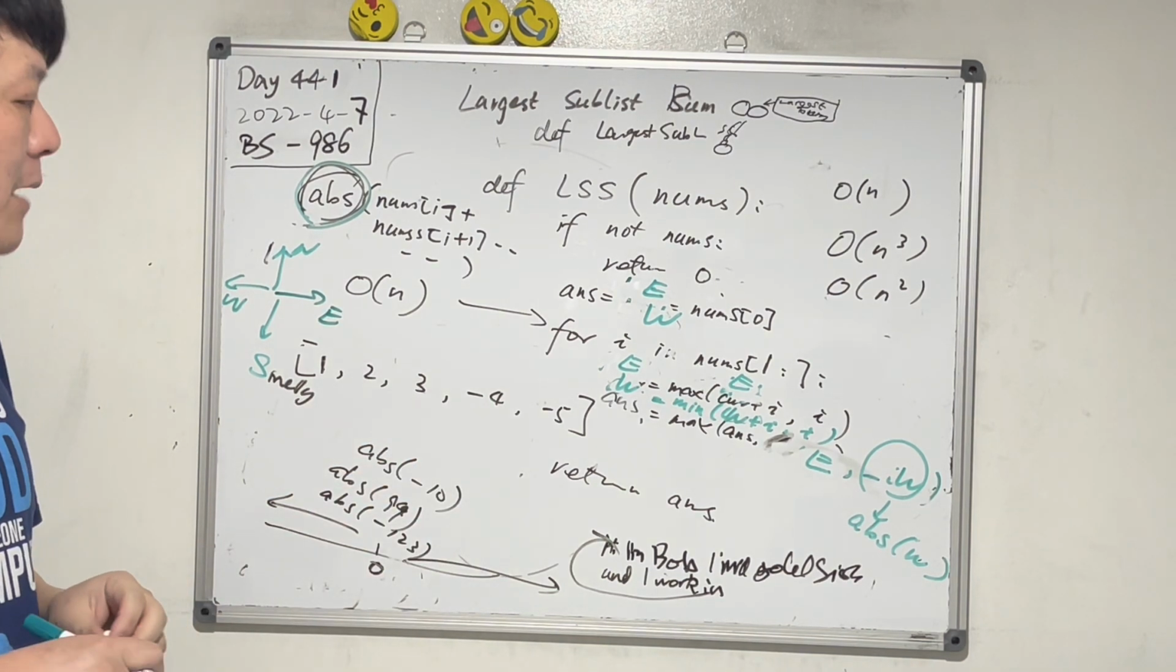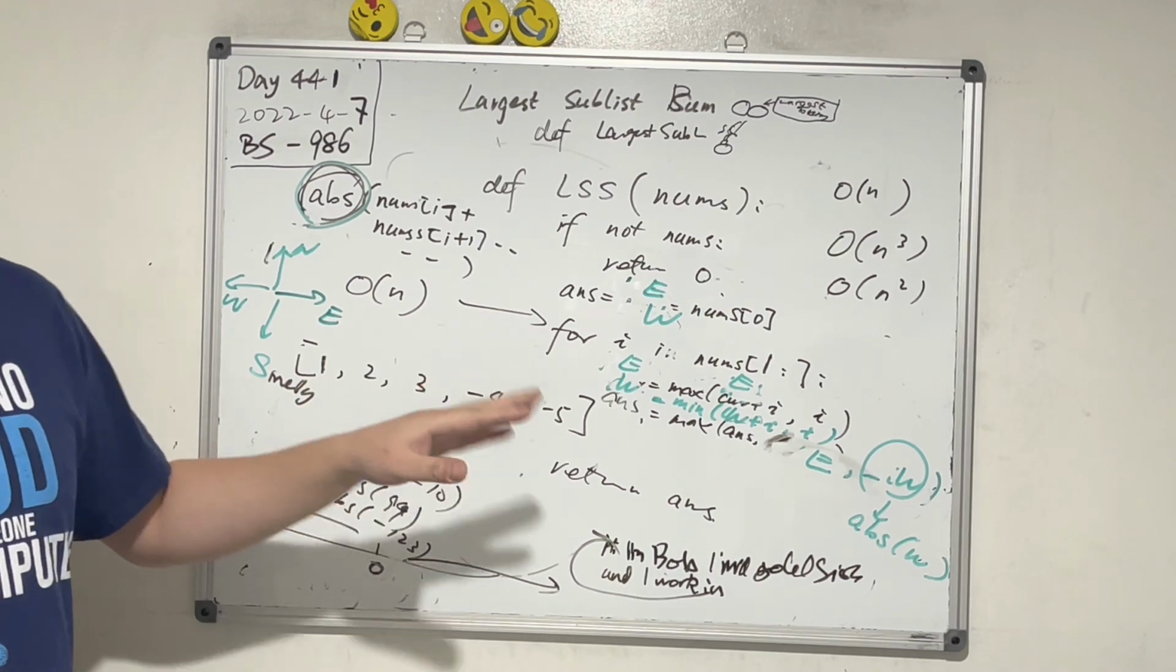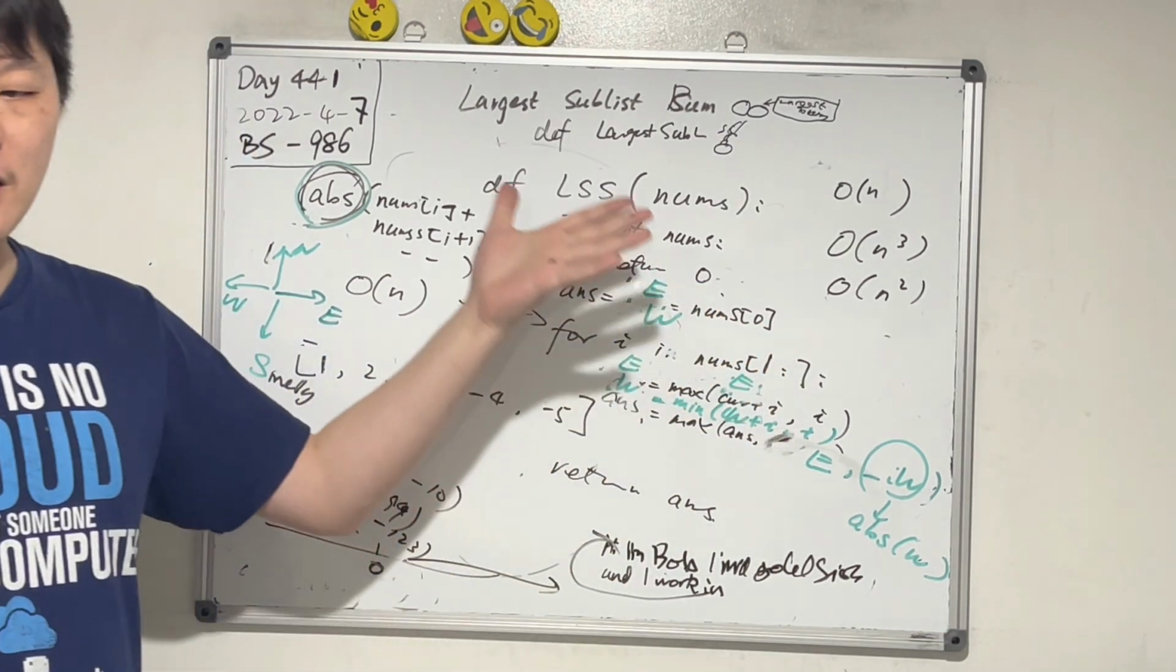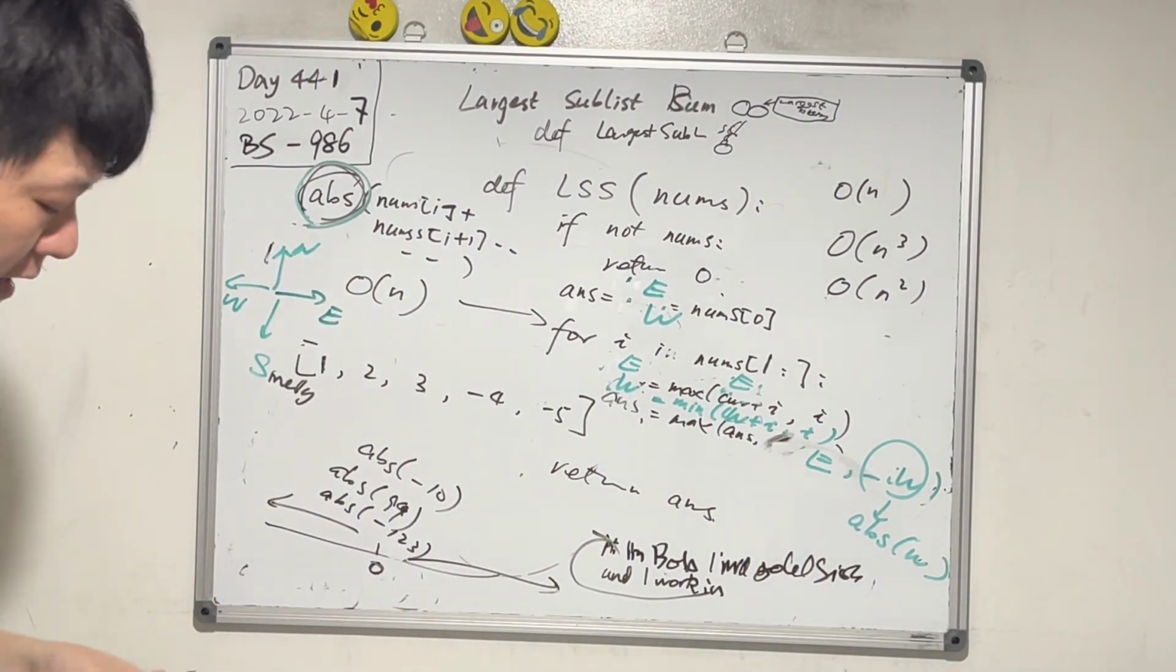What's the time complexity for this one? If you look at it, it's N, right? Because we're iterating once over the array, and then we are tracking the maximum and minimum value.